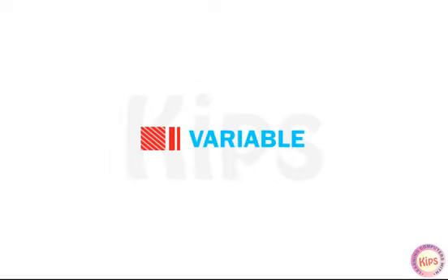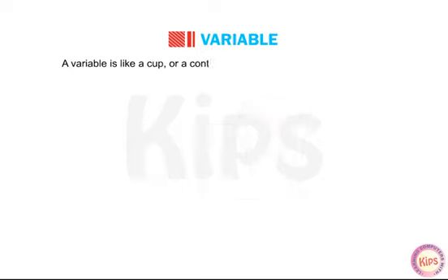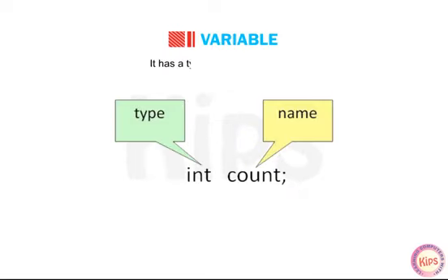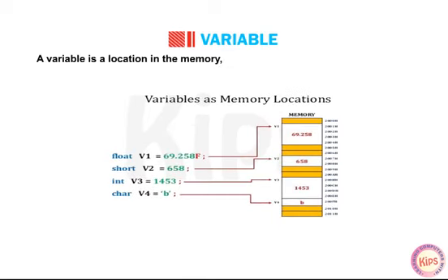Okay students, let us learn about variables. A variable is like a cup or a container that holds some data temporarily. It has a type and a specific size. Besides the type, a variable needs a name so that you can use that name in code. A variable is a location in memory which has been assigned a name and is used to store data temporarily.